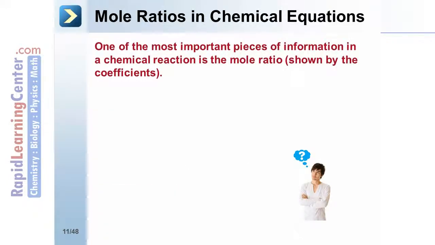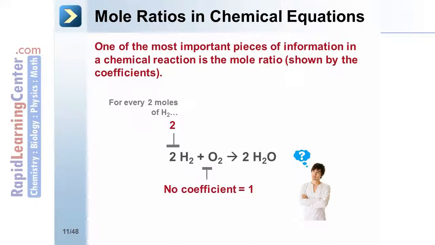The coefficients that are used to balance equations give the ratio of moles of the various compounds. Balancing equations will be explained in a future tutorial. In this example, for every 2 moles of hydrogen, 1 mole of oxygen is needed to react, and 2 moles of water are produced.